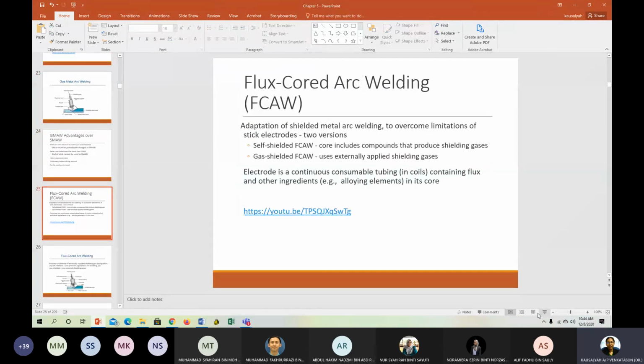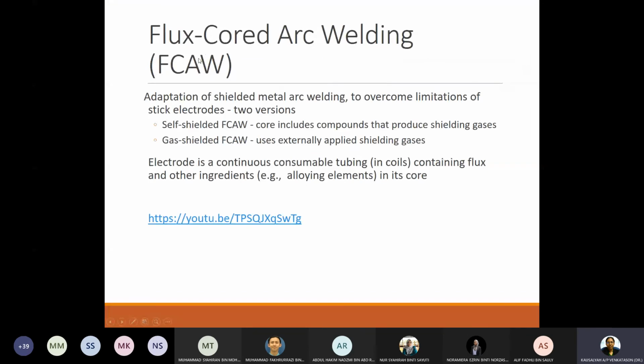So now the next process is flux core arc welding. What is FCAW? It's an adaptation of shielded metal arc welding, to overcome limitations of stick electrodes. There are two versions: self-shielded FCAW and gas-shielded FCAW. In the first, the core includes compounds that produce shielding gas, and in the second, it uses externally applied shielding gases.